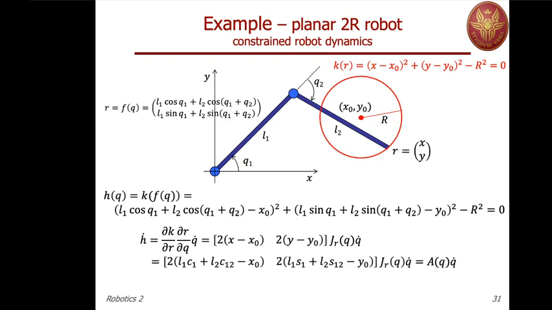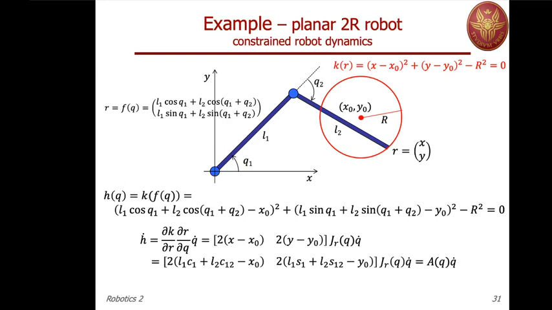we use the chain rule. So we take the partial derivative of k with respect to this argument r, and then of r with respect to its functional dependence q, and then of q with respect to time. So we have q dot. So dk over dr is just looking at the geometry of the circle. So it will be the partial derivative with respect to x and y. The capital R vanishes. So with respect to x, we have 2 times x minus x0. With respect to y, we have 2 times y minus y0.